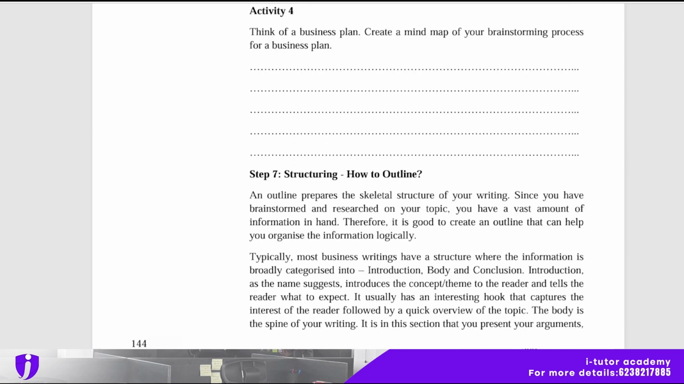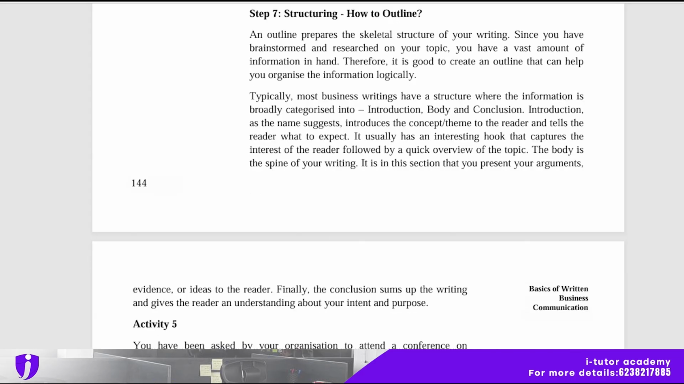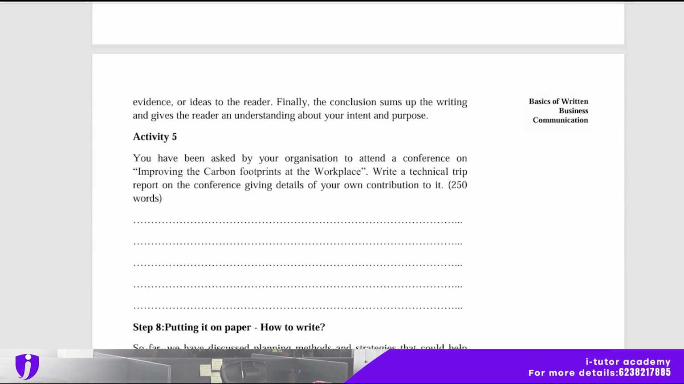And step 7 is structuring, how to outline. So how to outline all these things. An outline prepares a skeletal structure of your writing. Since you have brainstormed and researched on your topic, you have a vast amount of information in hand. So therefore it is good to create an outline that can help you to organize the information logically. And activity 5 is here.